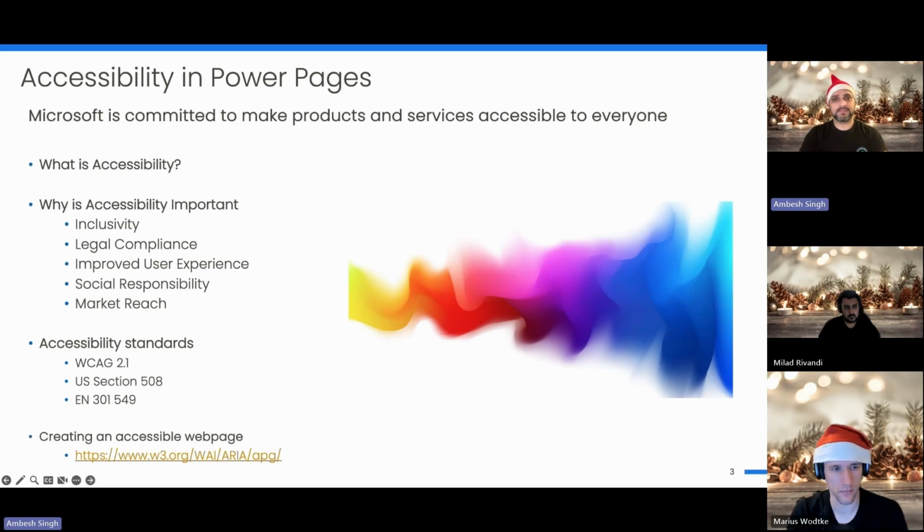To create an accessible website, follow the WAI-ARIA authoring practices, whose URL is displayed here on the slide. Also, you will find the URL in the description of this video. Please note that as a maker or developer, you are responsible for meeting accessibility standards when you customize your Power Pages site.